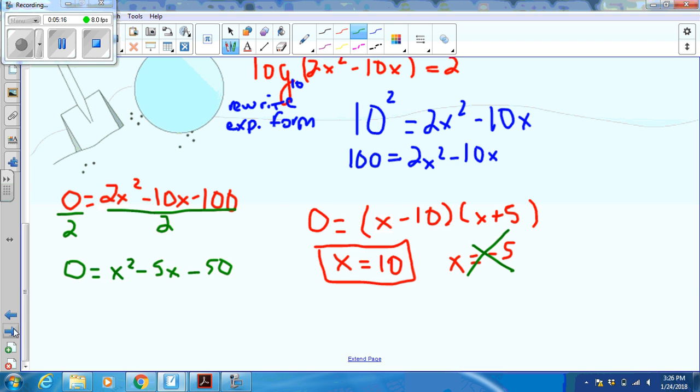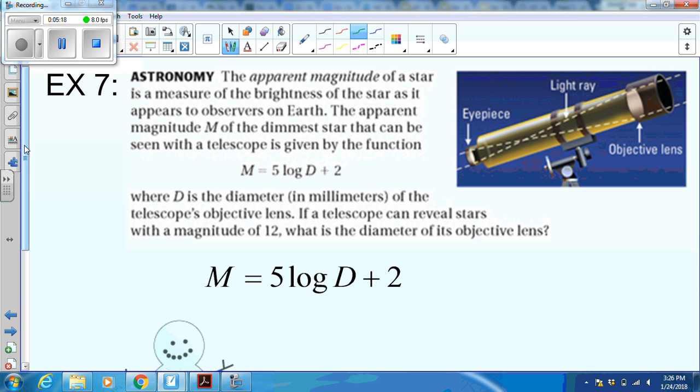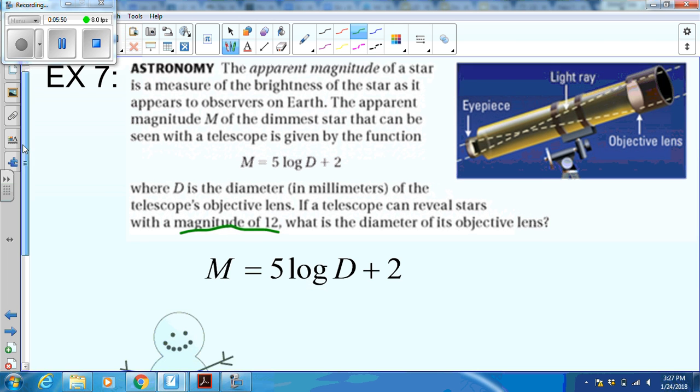Okay, let's get into our last problem here. So our word problem says: the apparent magnitude of a star is a measure of the brightness of the star as it appears to observers on Earth. The apparent magnitude m of the dimmest star that can be seen with a telescope is given by the function m equals 5 times log of d plus 2, where d is the diameter in millimeters of the telescope's objective lens. If a telescope can reveal stars with a magnitude of 12, what is the diameter of the objective lens?